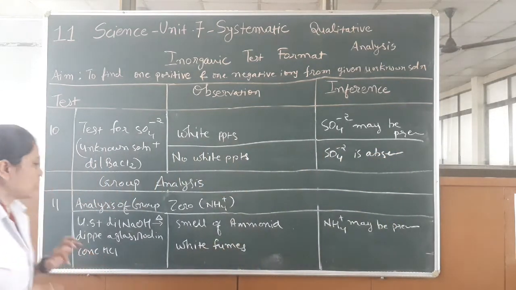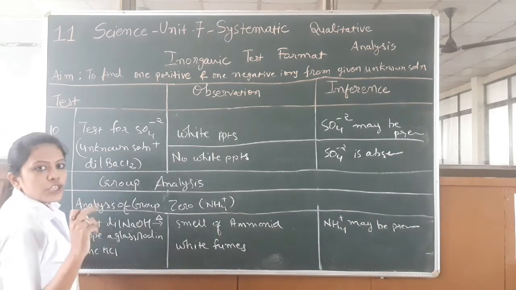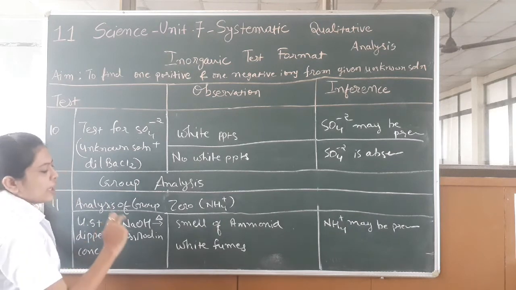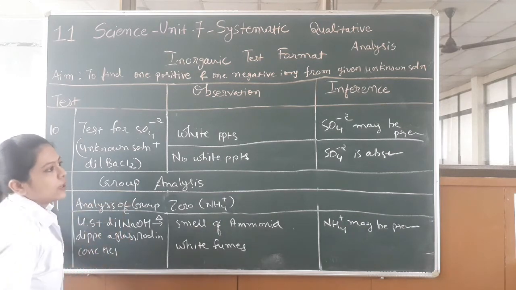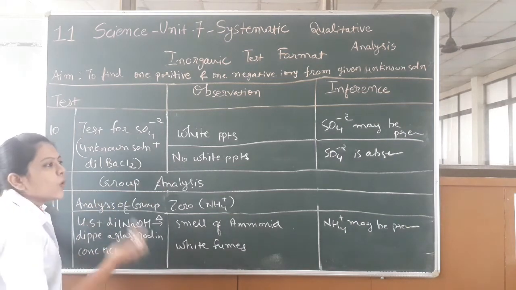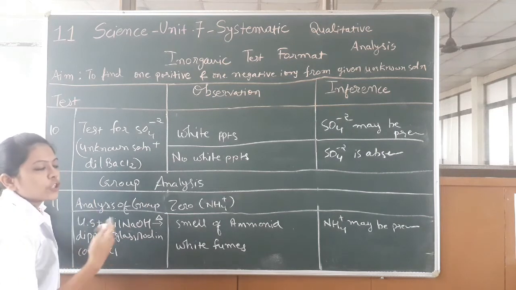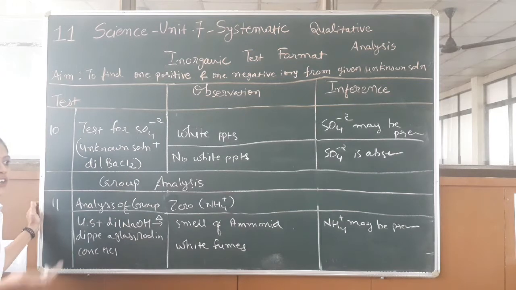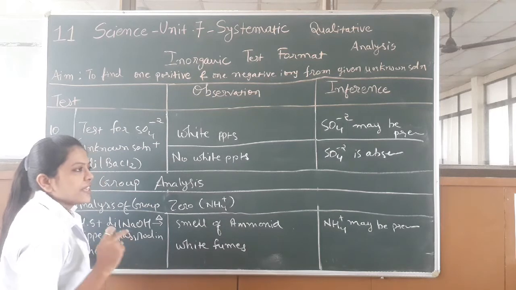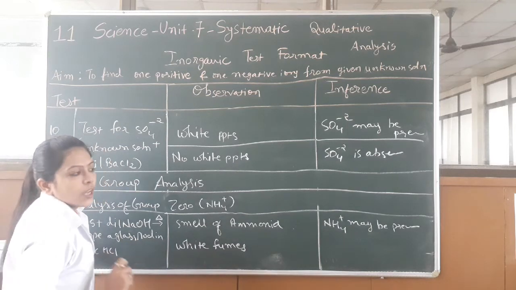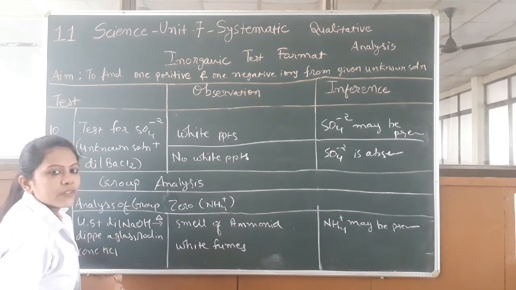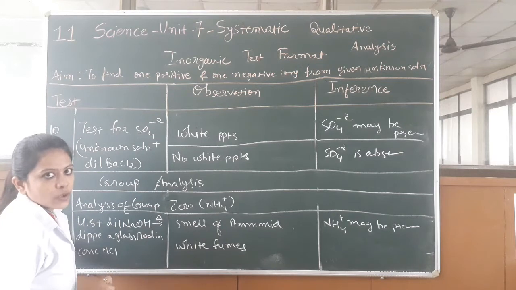Same with the 9 and 10 number tests. In the dilute H2SO4 test, we have CO3 2-, NO2- and CH3COO-. If you didn't get any odor, any gas, any vapors, you have to write no odor, no gas evolved. That means CO3 2-, NO2- and CH3COO- are all absent. In the concentrated H2SO4 test, we have Cl-, Br- and NO3-. No odor, no pungent odor, no gas evolved. That means Cl-, Br- and NO3- are all absent.